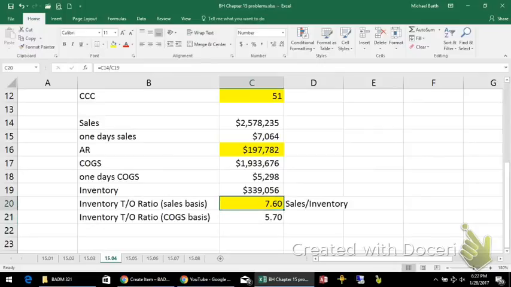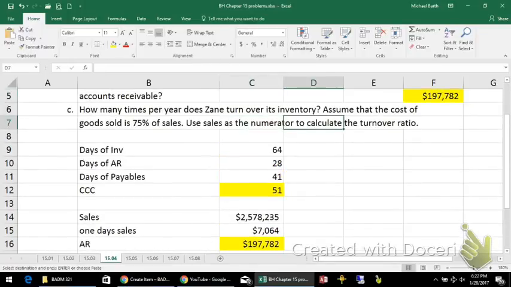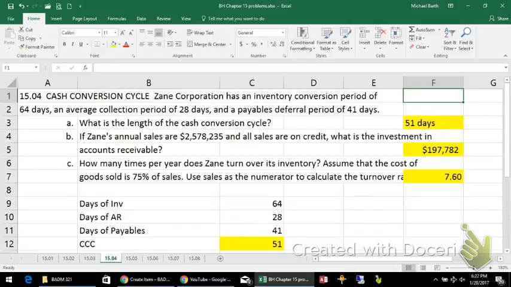But anyway, they asked for the inventory turnover ratio on the sales basis, and that would be the answer.